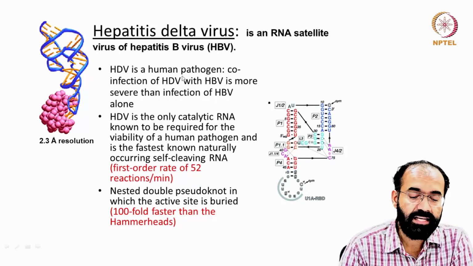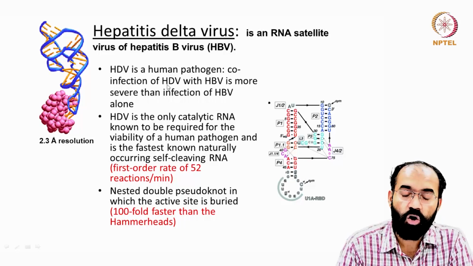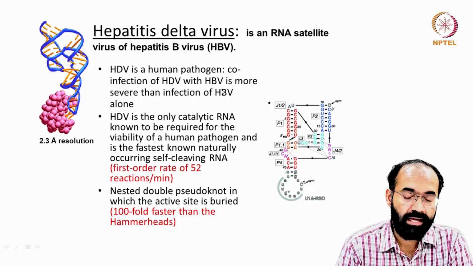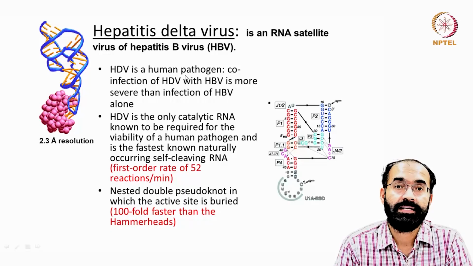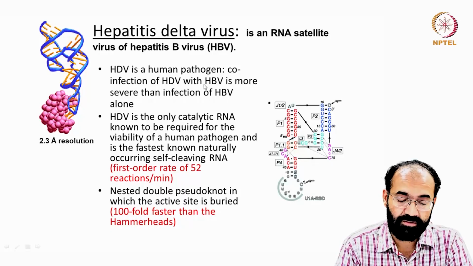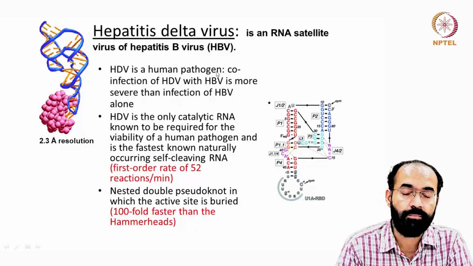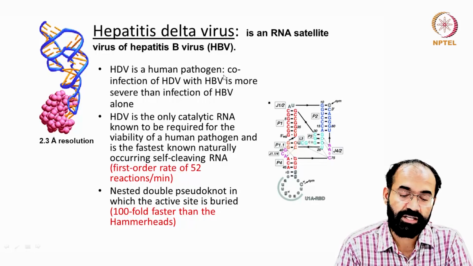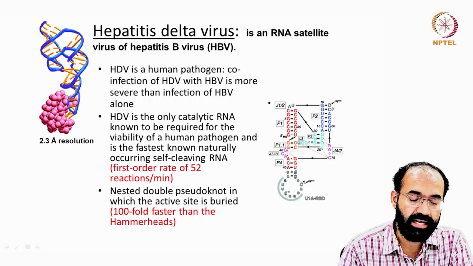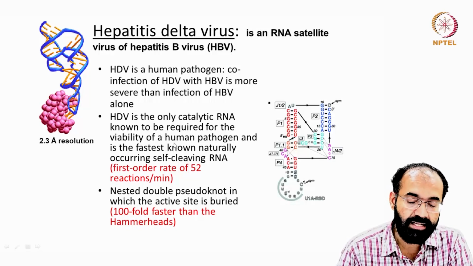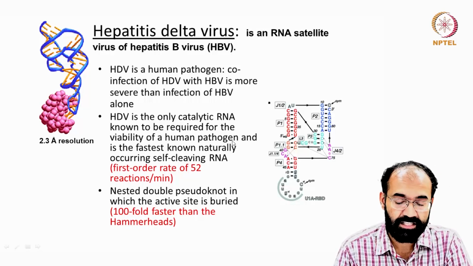So HDV is a human pathogen. Remember, co-infection of hepatitis delta virus with hepatitis B virus is more severe than the infection of HBV alone. Or in other words, if a person has HDV alone, it is less likely to be detrimental or crucial for the life of an organism. Whereas if that person encounters an HBV, hepatitis B virus infection, then things can go really wrong. HDV is the only catalytic RNA known to be required for the viability of a human pathogen. What is that pathogen? HBV.